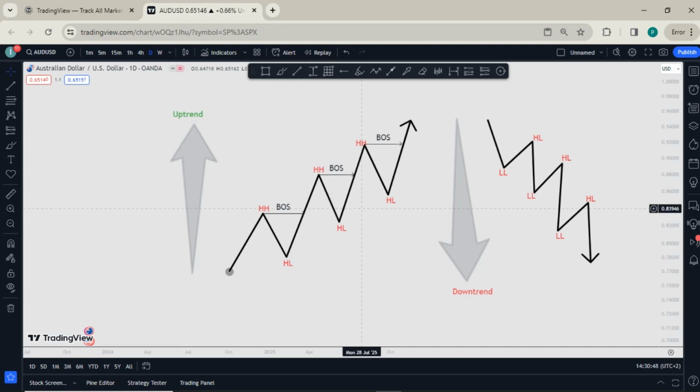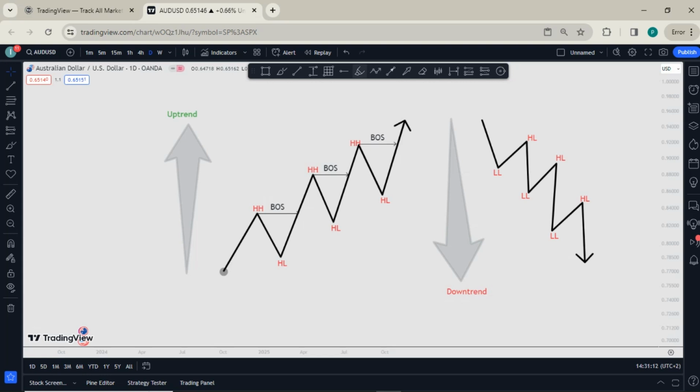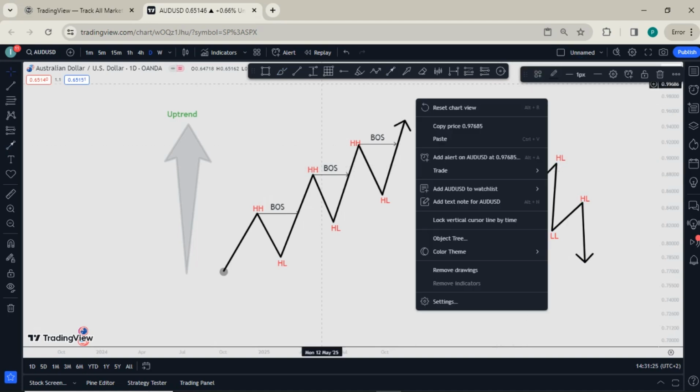So now understand what causes a break of structure and what a break of structure is. It's when price breaks structural highs and lows. That's what is called break of structure. It's when price breaks highs and lows, right? Therefore, on a downtrend, here, it's going to be something like this. When a higher low breaks a lower low, it is called a break of structure. It's going to be something like this.